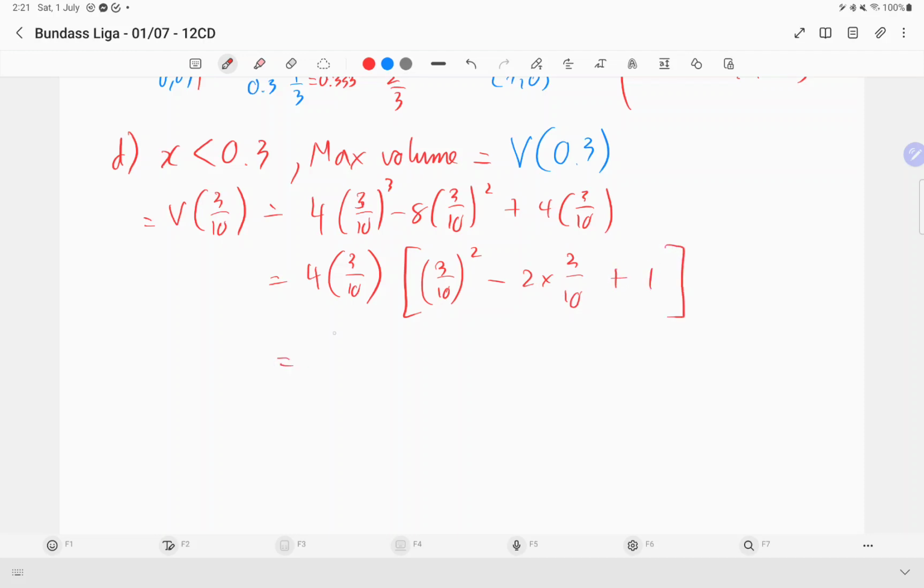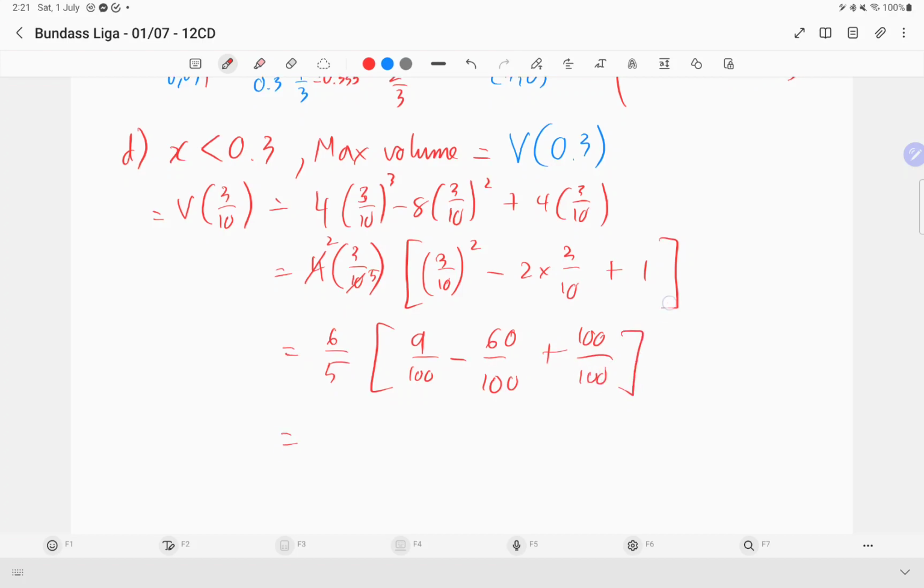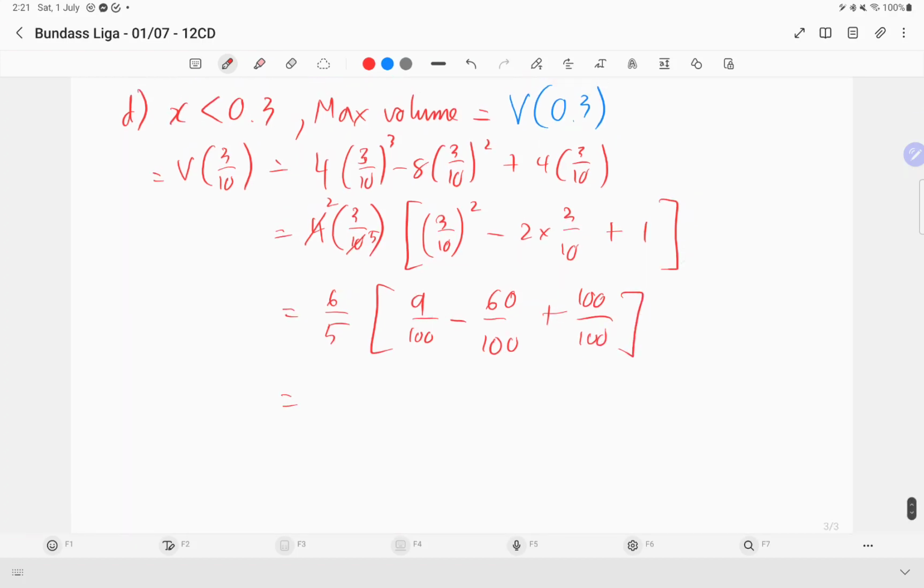Okay? Alright. 12 on 10, well, before I multiply, I can actually simplify that first. So that'll be 2 and 5, so 2 times 3 is 6 on 5. Any question there? You get a 6 on 5 here? All good? And then that would be 9 on 100 minus 6 on 10, which is 60 on 100, plus 100 over 100. Okay, this one you can't really do much with. You have to work with big numbers.